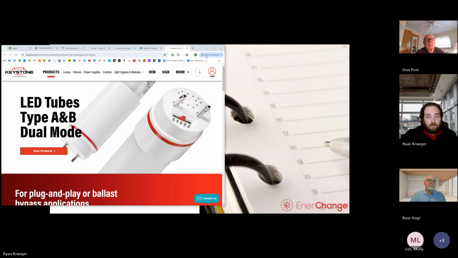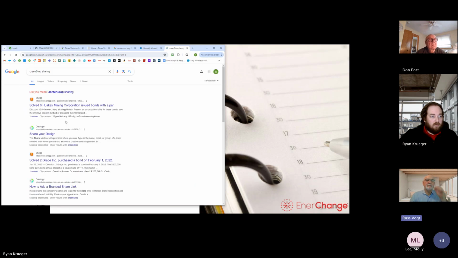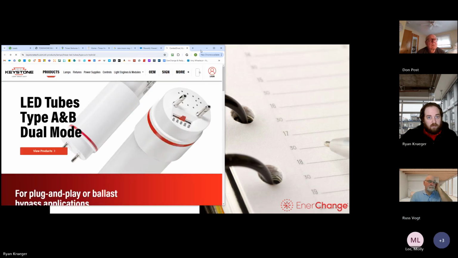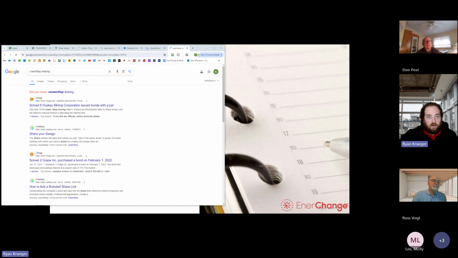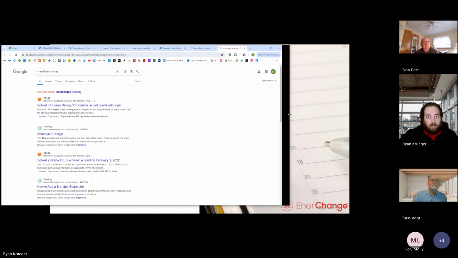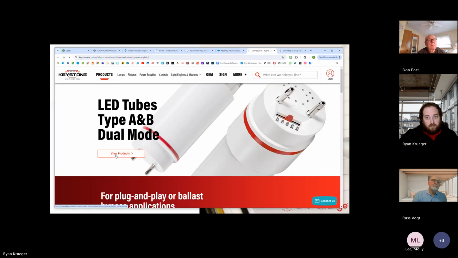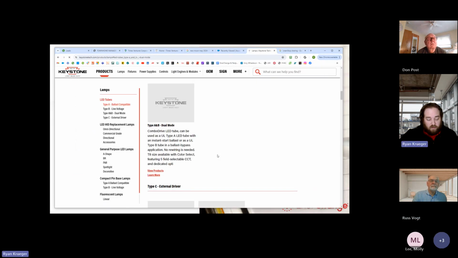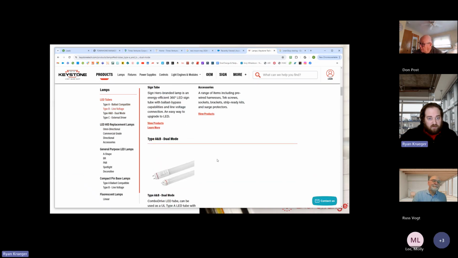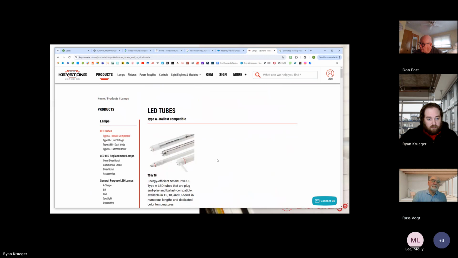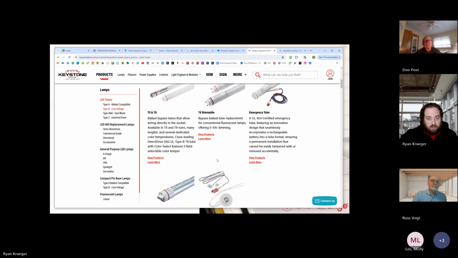It's full screen. The share your screen icon is in the way. There we go. Okay. This website was a little slow when I was on it earlier, but lots of different tubes.